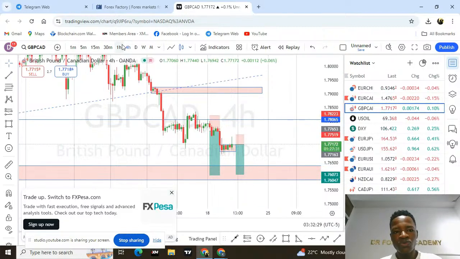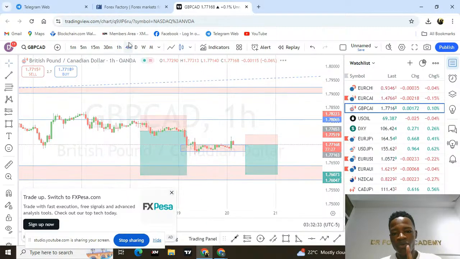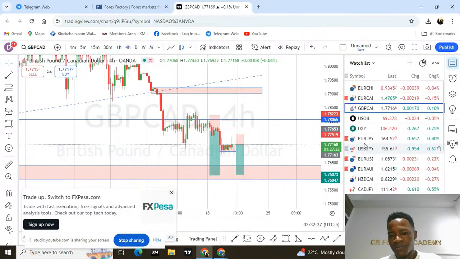So wait for the close of this 1 hour, and the closure of this, I hope it's closing the 4 hours now, and then we can have an entry on GBP CAD.